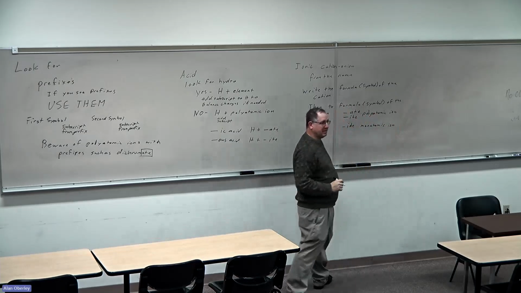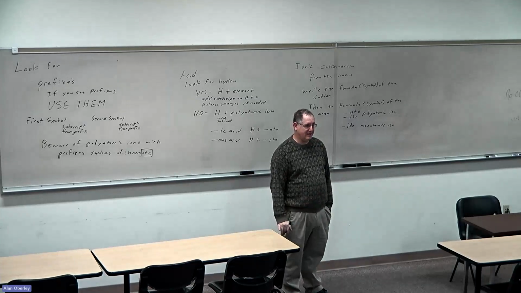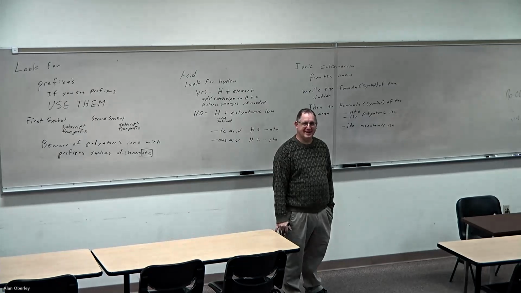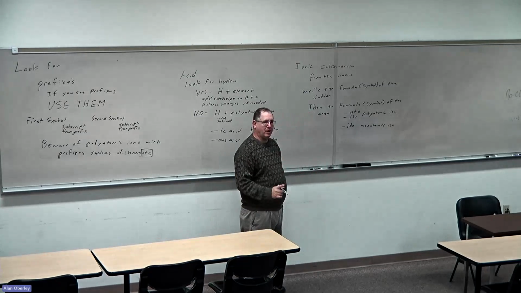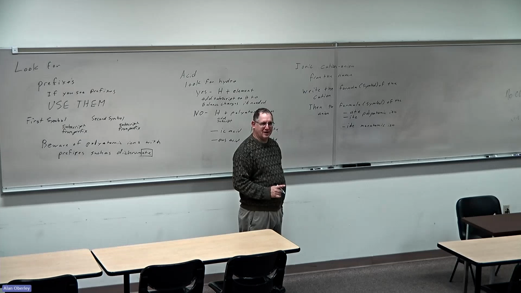Now, there are a couple exceptions. There are two common polyatomic ions that end in IDE. Which one did we have to know? Iodine. Iodine's a monatomic ion. What's a polyatomic ion? Look at your polyatomic ion list. Which name ends in IDE? Hydroxide. Right.